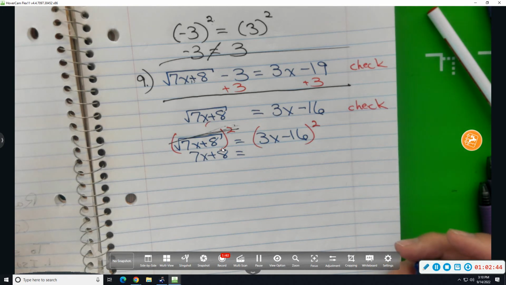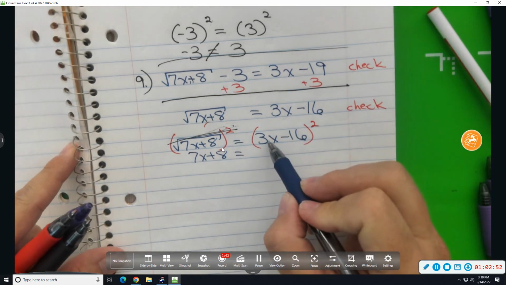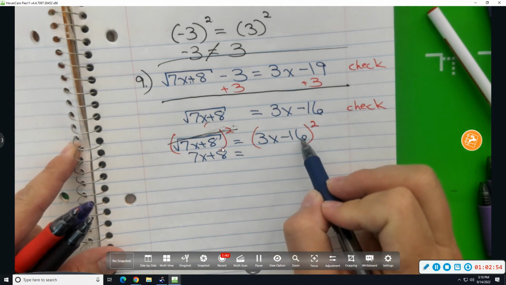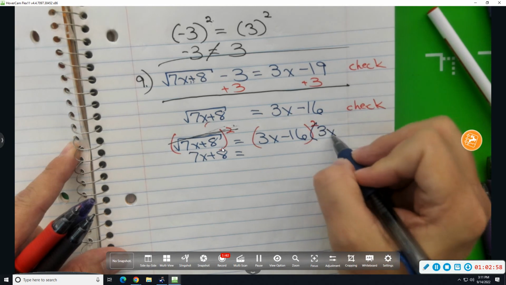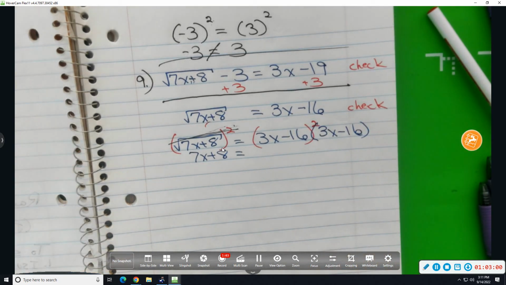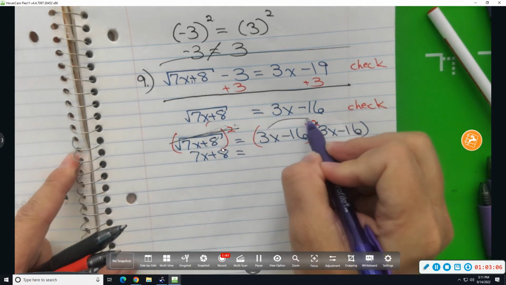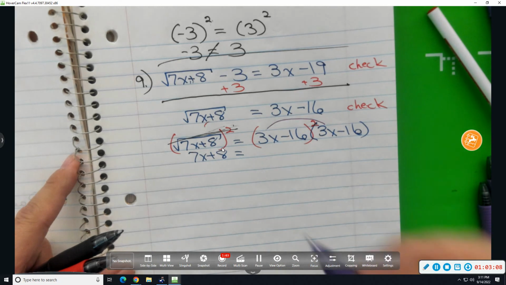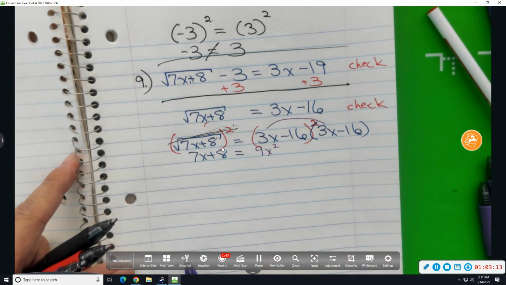One of those F words in algebra, 4 letters. You're going to have to write it twice and FOIL. You don't just take 3x times 3x and negative 16 times negative 16. You have to write it twice and FOIL it out. You begin to see why we said these get kind of messy. First, 9x squared. 3x times 3x gives me a 9x squared.